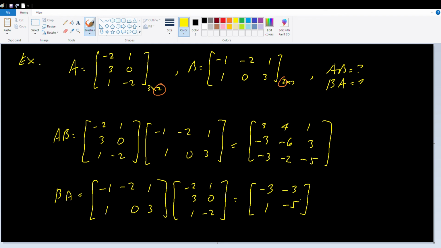And from this example, it is very clear that the product AB is not equal to the product BA. So we can generalize that matrix multiplication is not commutative. The product AB is not equal to BA.